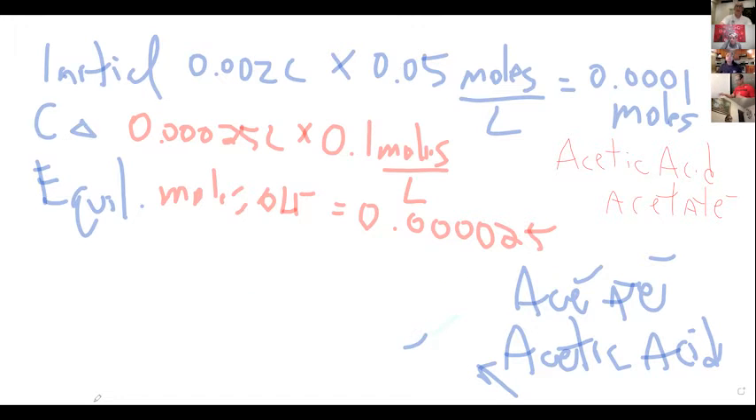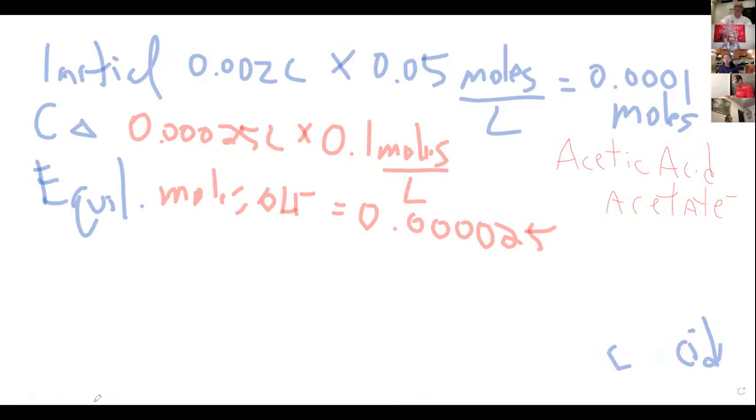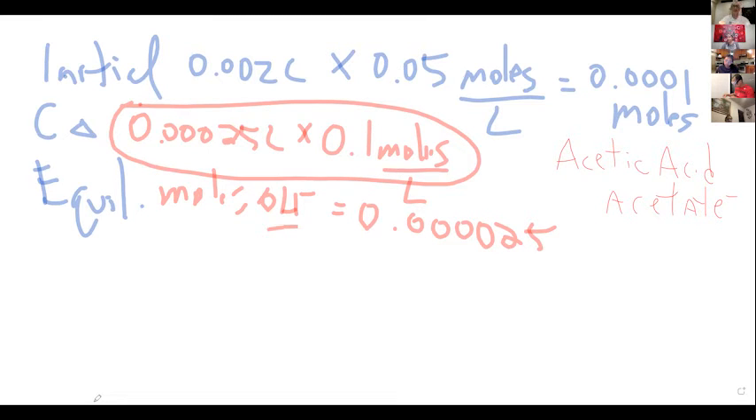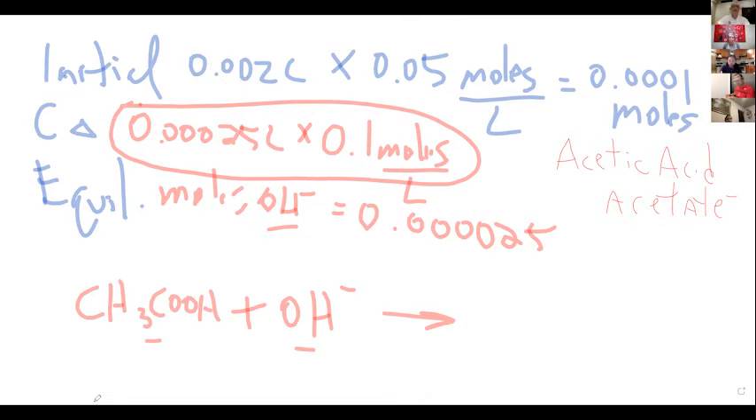So I've got my initial amounts of acetic acid and my initial amounts of acetate. I figured out what the change is, but in order to figure out what happens to the equilibrium, I need to figure out what change this amount of hydroxide ions does. Well, let's look at the chemical equation. There's acetic acid plus hydroxide ion. There's my weak acid, there's my strong base. When we add a weak acid and a strong base together, we get a neutralization reaction. What's a neutralization reaction? Well, it produces water.